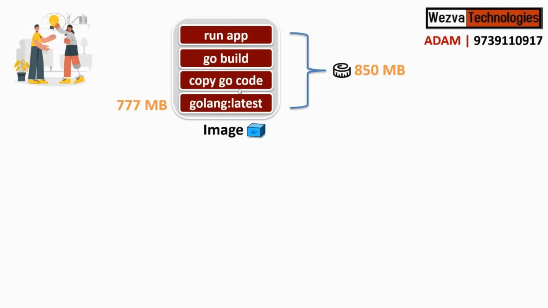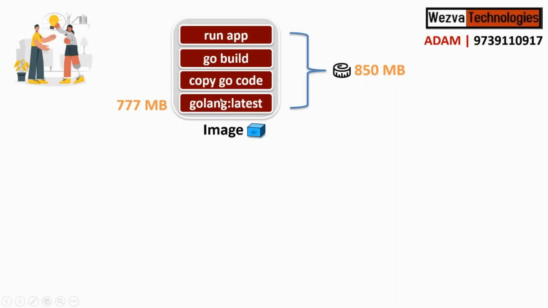And that's where the total size of the image is very huge. So what's the solution for that? The solution is, instead of having everything in the final image, you can create a final image which will have only the application. But where am I going to do the build?